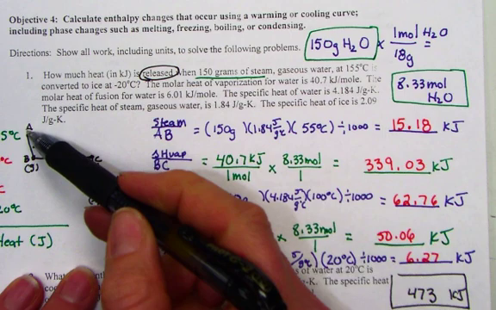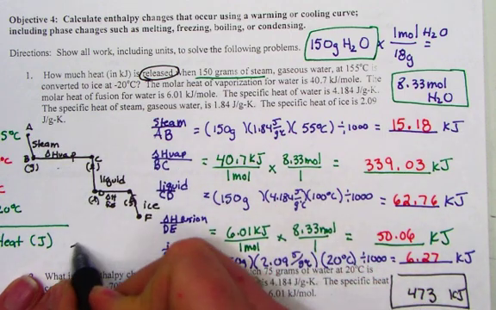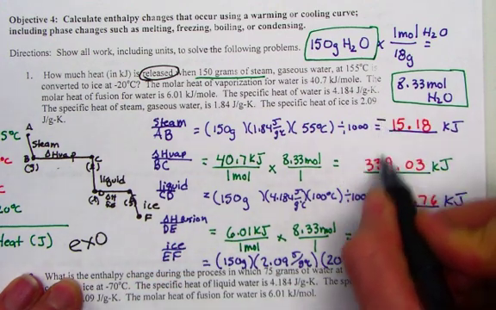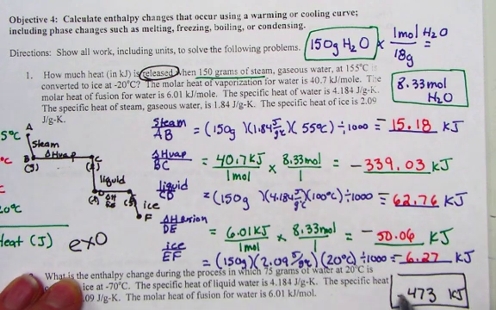The process starting hot and cooling down, as in this phase diagram, represents an exothermic process. Every one of our values is an exothermic process. My final answer should be reported with a negative sign to show that we know it's exothermic. Negative 473.3 kilojoules of heat is our final answer for problem 1.